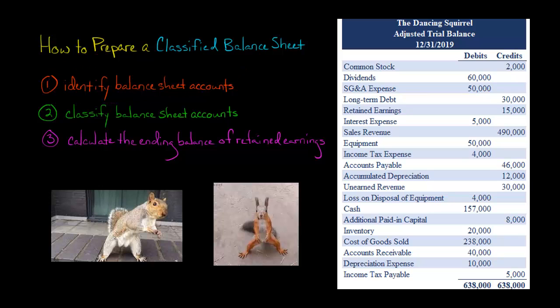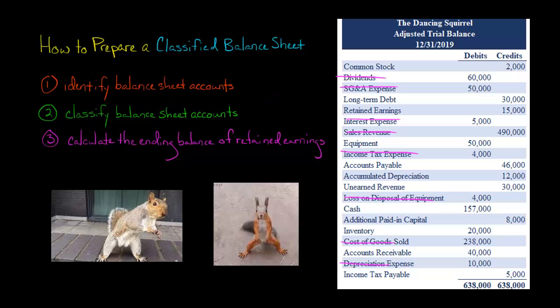I think the easiest way to do this is just to go through the adjusted trial balance and cross out all the accounts that don't belong in the balance sheet. So dividends will be crossed out, SG&A expense, interest expense, sales revenue, income tax expense, for example, goes in the income statement, not the balance sheet. Loss on disposal is going to be crossed out, cost of goods sold, depreciation expense. And what you're left with, the accounts that have not been crossed out, for example, common stock, long-term debt, retained earnings, those are all the balance sheet accounts. Okay, so we've identified our balance sheet accounts.